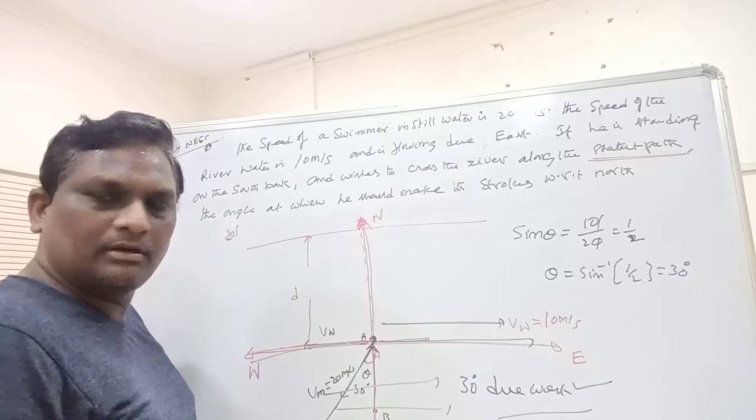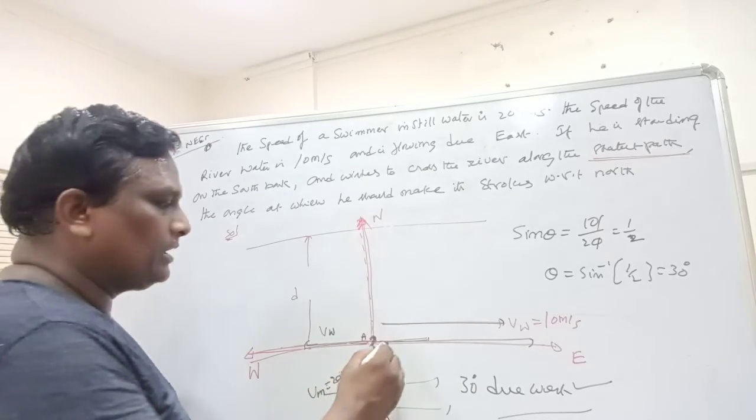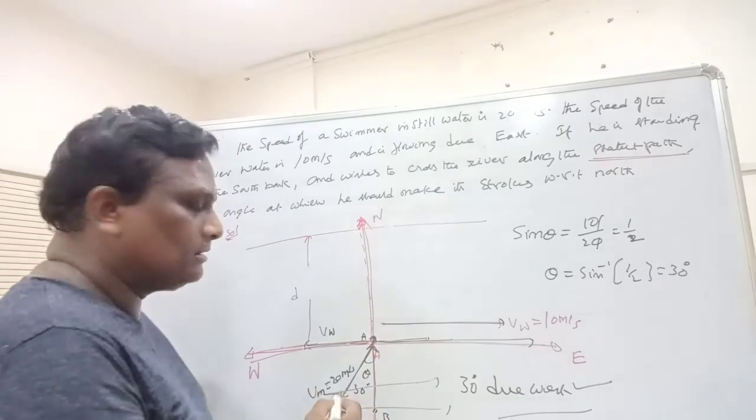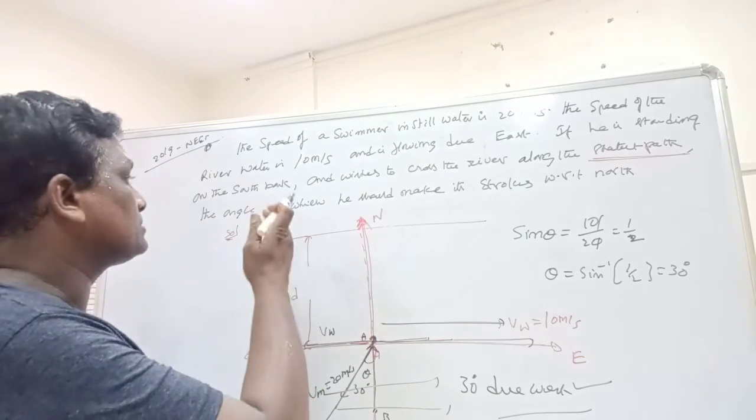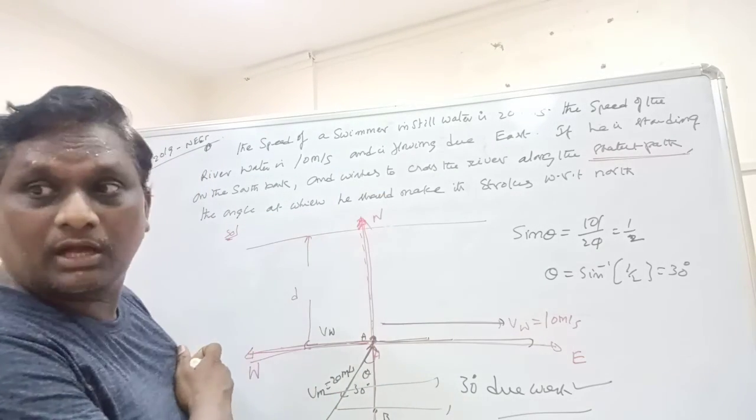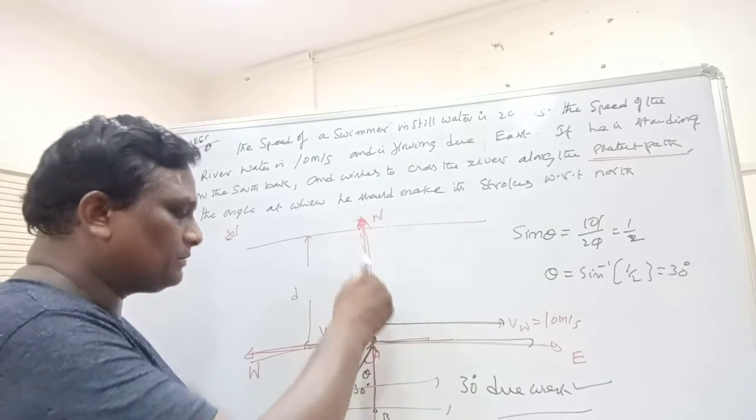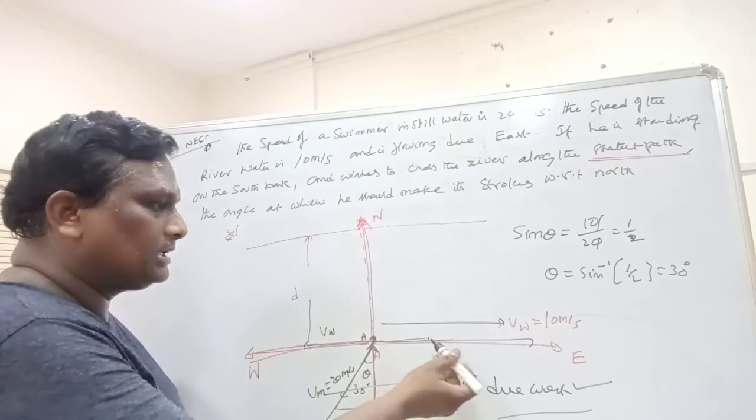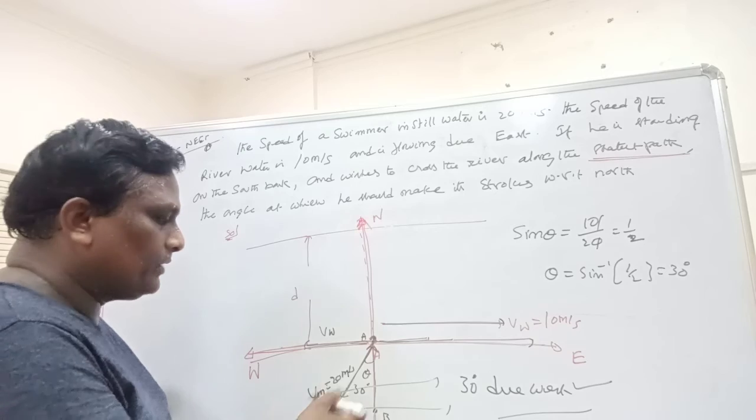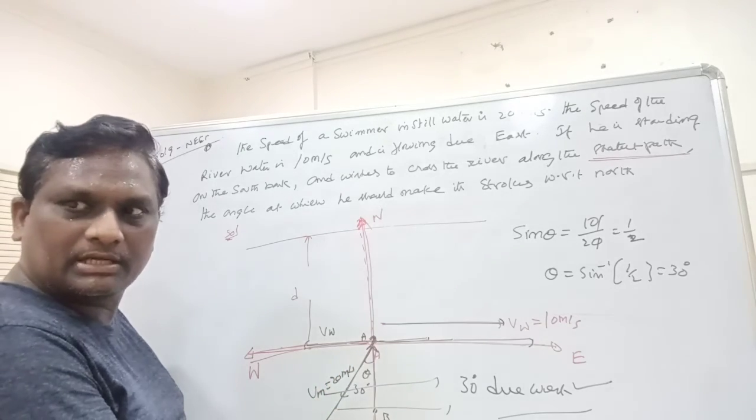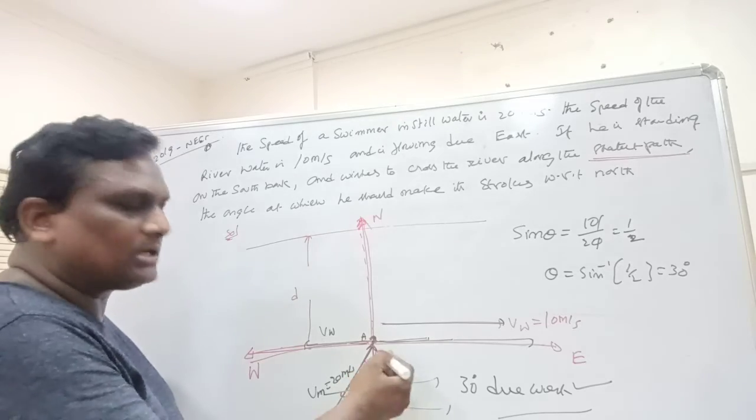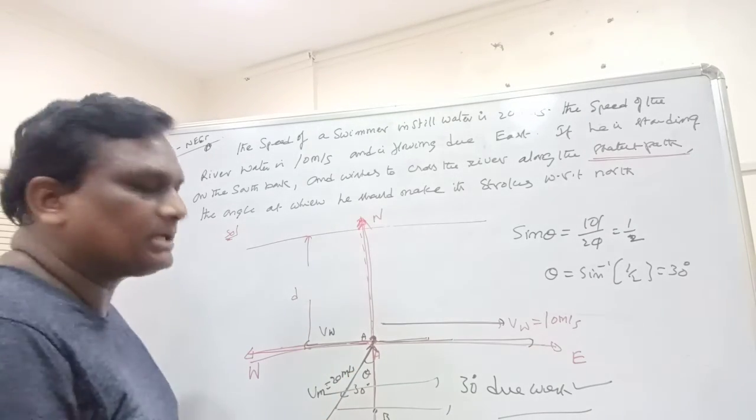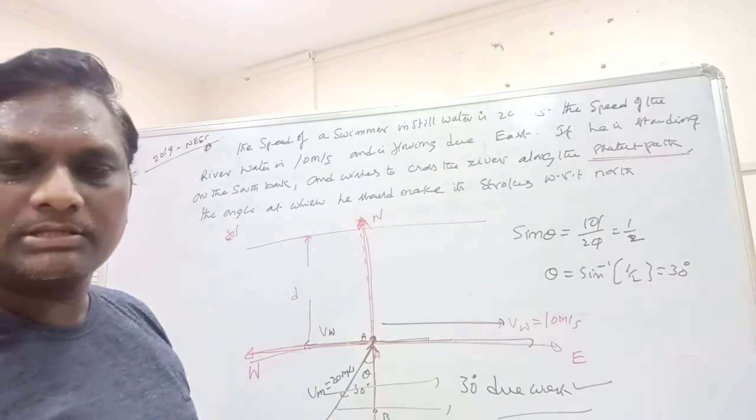Like this I have to find it. Again I will repeat, please listen. Water is flowing due east. The man is at the south bank. They ask in which direction he has to take the strokes with respect to north, so I have to take the opposite direction. So the man has to swim in the upstream direction. This is the man velocity and this is the water velocity. The resultant angle is 30 degrees due west.